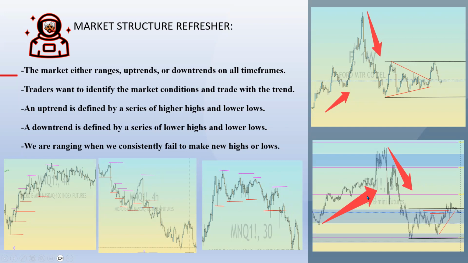And again, here is futures on the 3-minute, just to show you guys that this market structure thing is happening on all time frames. Here's an uptrend, we shoot up, and then we start a downtrend. We start failing to make new highs, and then we just start ranging. We're ranging until we break the range and start an uptrend again. So again, the market's always doing 3 things: uptrending, downtrending, ranging.